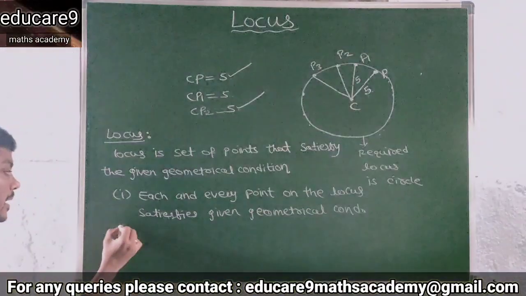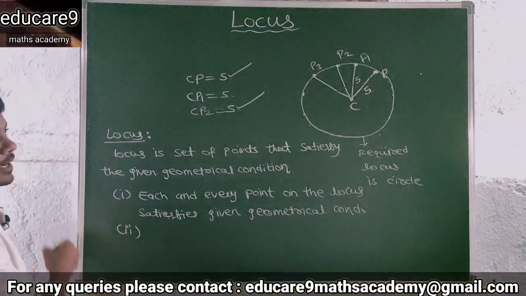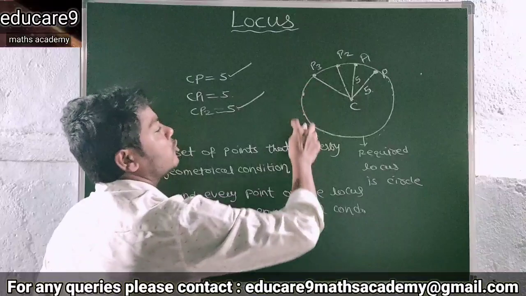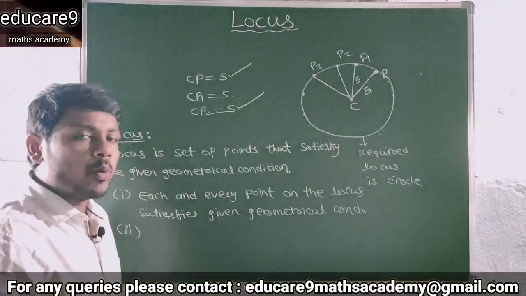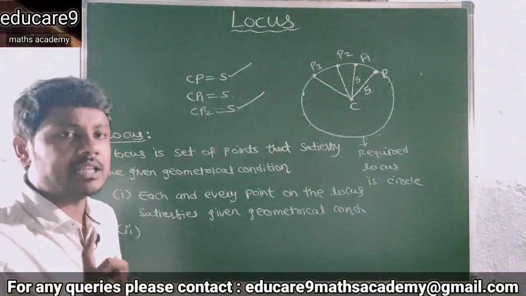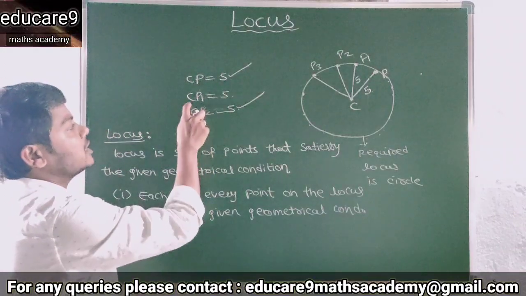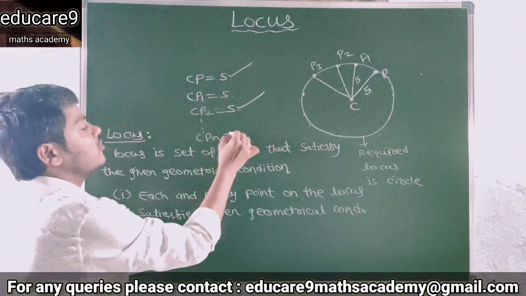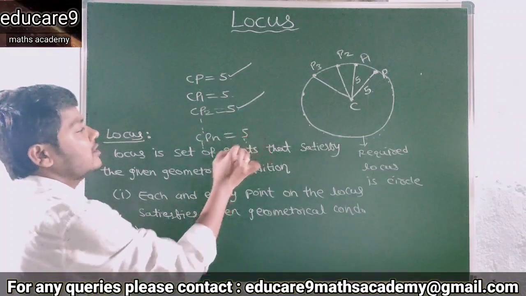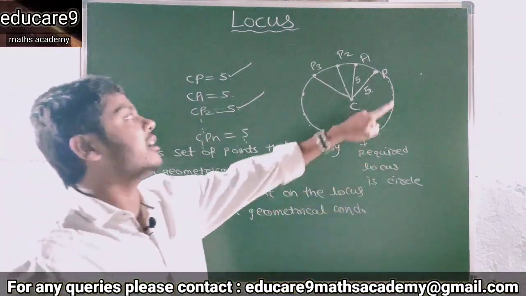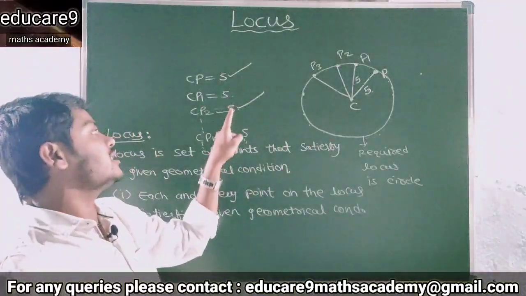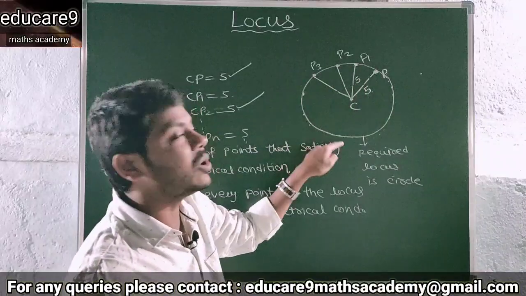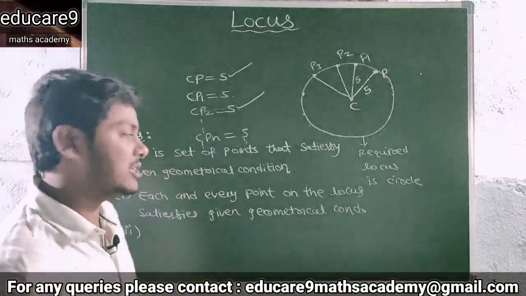And the second point, every point, that means P, P1, P2 and so on, Pn. So these all points satisfy the given geometrical condition. See here, CP equals 5, CP1 equals 5, CP2 equals 5 and so on, CPn also 5 and so on. So clearly each and every point satisfies the given geometrical condition and that point lies on the locus. That is the second condition.